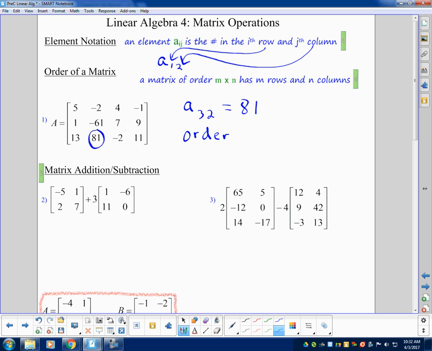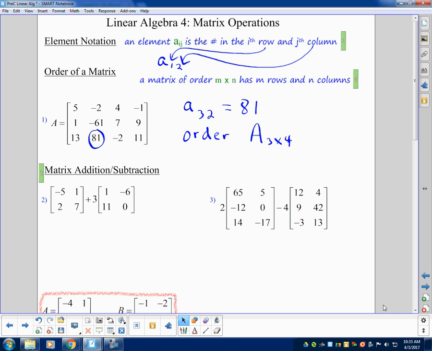The order is, we call this matrix A, and it's 3 rows and 4 columns here. Specifically, this is the element of the third row, second column. But the order of this would be 3 by 4. And order is very important when it comes to multiplication, because you can only multiply matrices of particular orders together. So there's rules that go with that, so that would be very important.